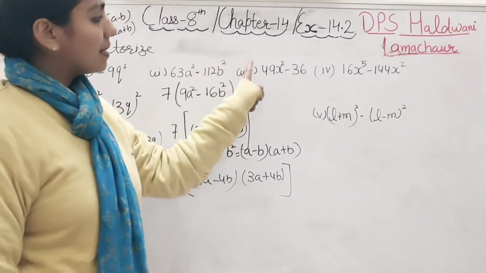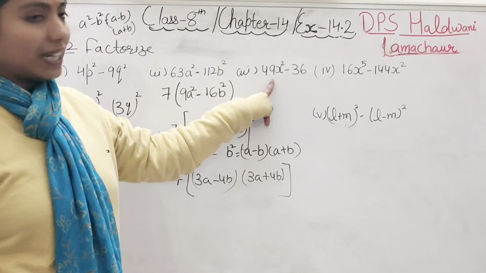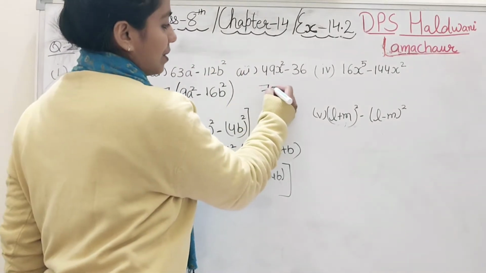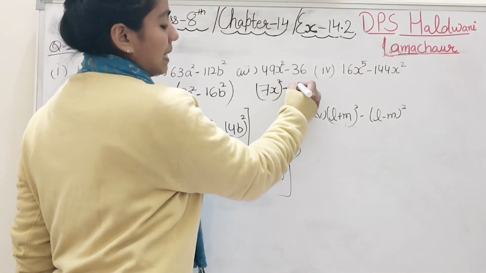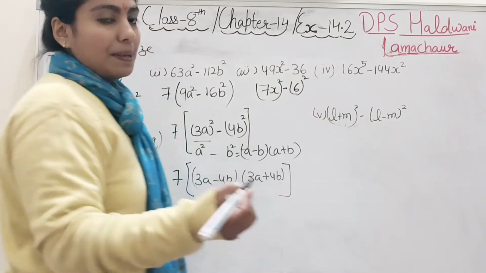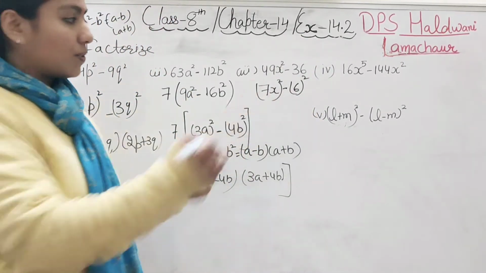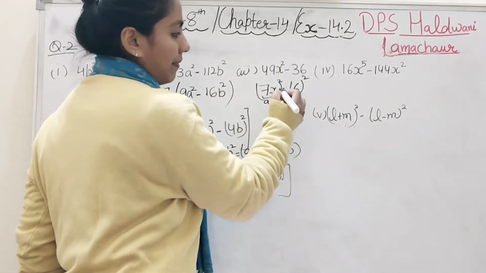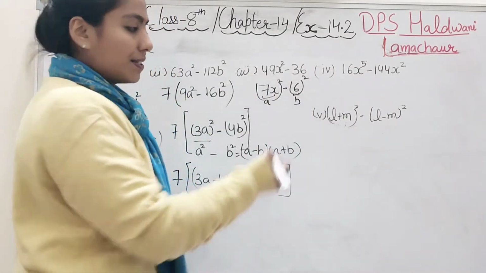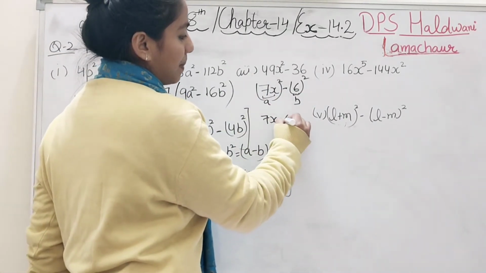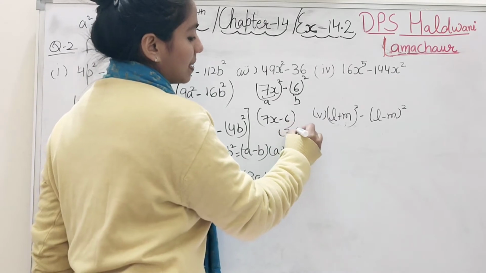Coming to our third part. See, it's very simple. 49, 7 sevens are 49. So 7x square, 6. So simply a square minus b square. A is 7x and b is 6. So you can write the answer 7x minus 6 or 7x plus 6.